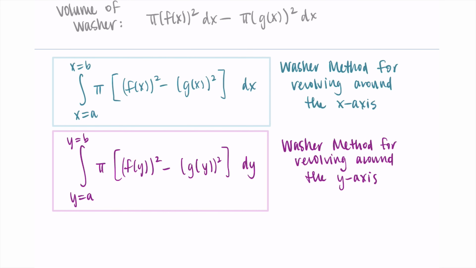Okay, so this is the washer method. It's very similar to the disk method. We just take off that area with the subtraction of the inside radius squared, and we will try this out on an example in the next video.